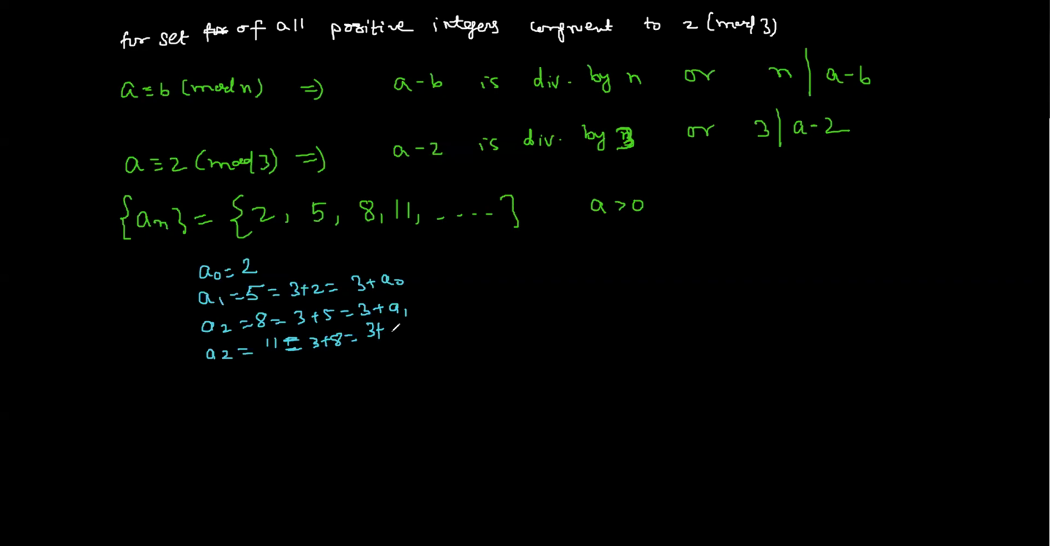Mod means what? Yeah, I told you. Whenever anything is given in this form, it means what? A minus b is divisible by n. For example, if this is given, it means a minus 2 is divisible by 3. For example, 2.